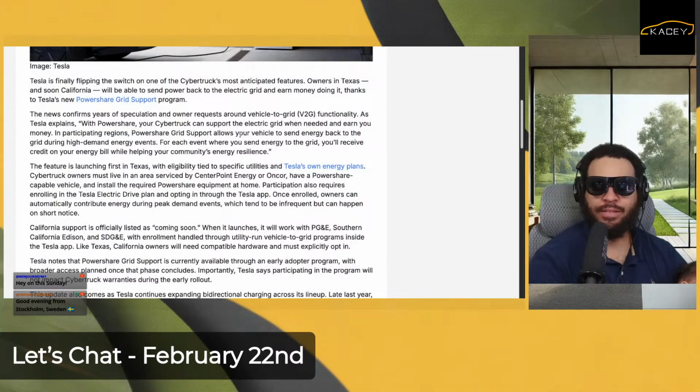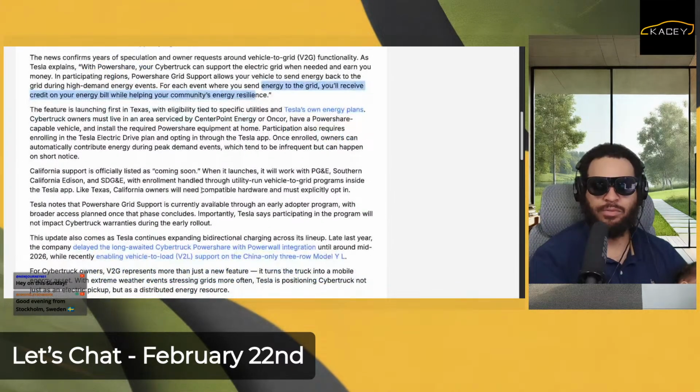And you can support the electric grid when needed and earn you extra money. In participating regions, PowerShare grid support allows your vehicle to send energy back to the grid during high demand energy events. For each event where you send energy to the grid, you'll receive a credit on your energy bill while helping to keep your community's energy resilience. Launching first in Texas, tied to specific utilities and of course Tesla as a utility in Texas.